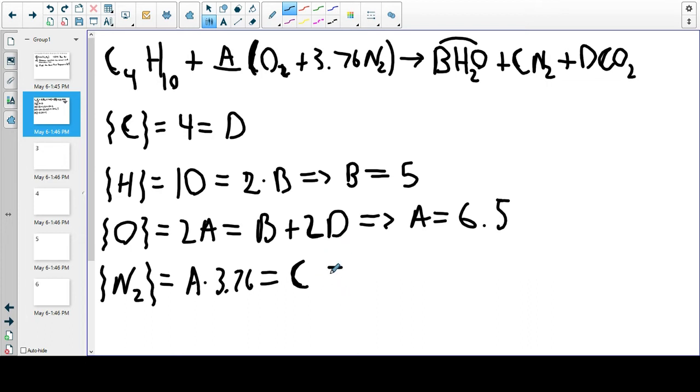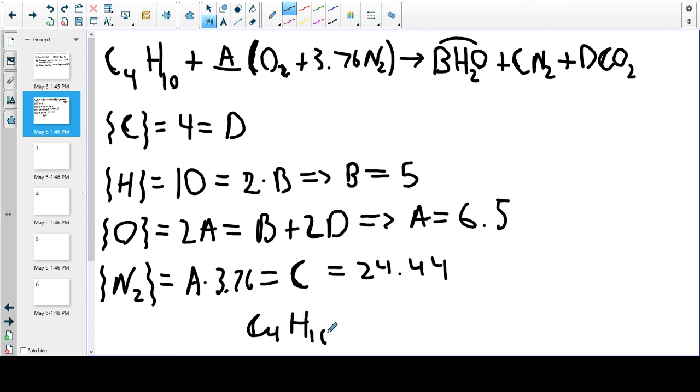And when you do this value, you get C to be equal to, let me see, I think it's 24.44. Let me make sure of that before we move on. Yep, 24.44. So basically we have the balanced chemical equation. You just have to put them in here. So I will do that really fast.